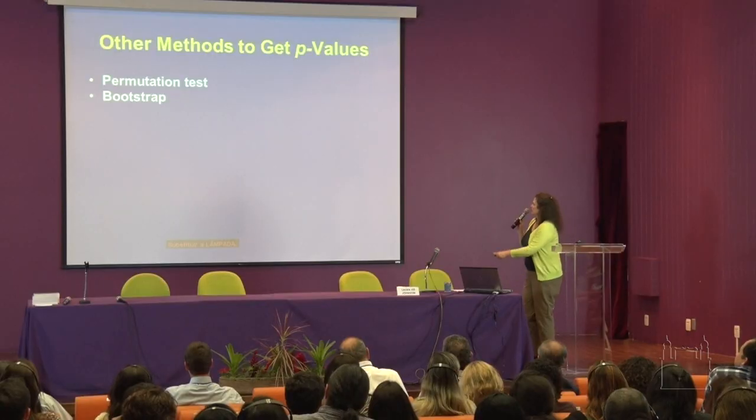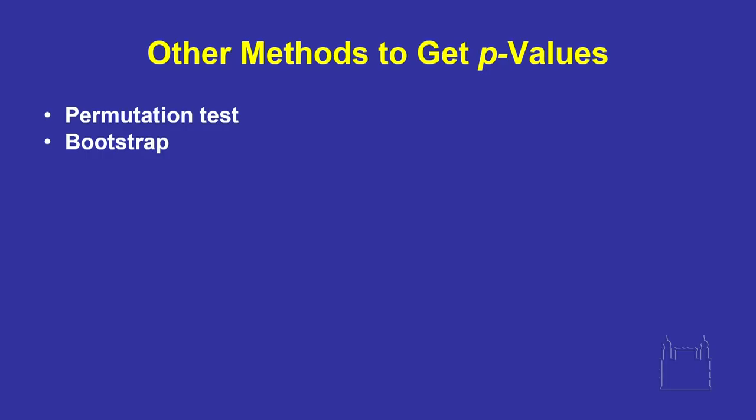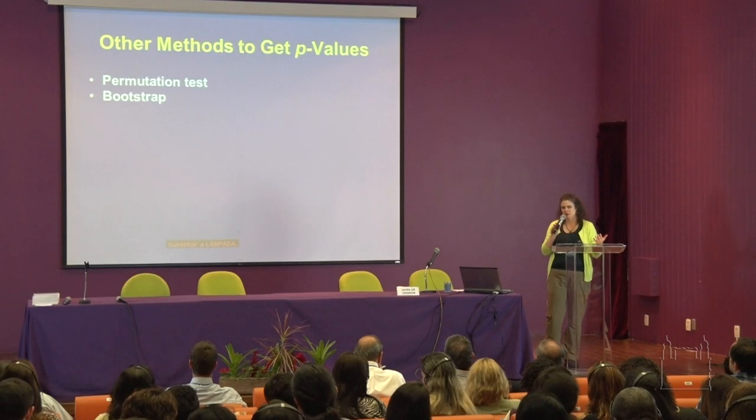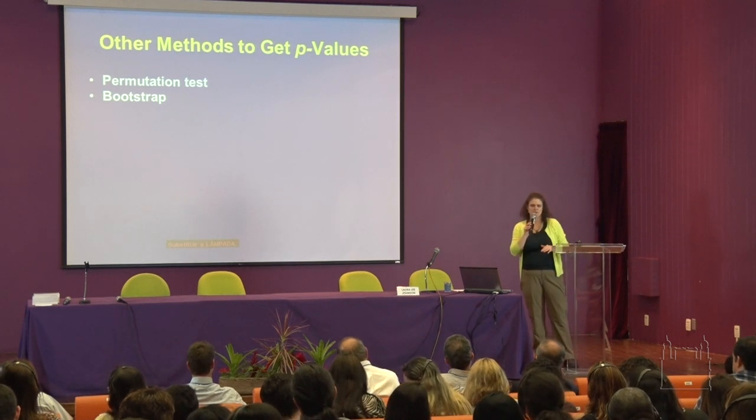So other methods to get p-values: permutation tests and bootstraps. So I love the bootstrap. It's a great way to get a lot of estimates. This takes a lot of calculation. I'm not going to tell you how to do them, but know that somebody can bootstrap information for you. You can, however, get into trouble if you do not do your sampling correctly for the bootstrap and if you do not correctly perform permutation tests.